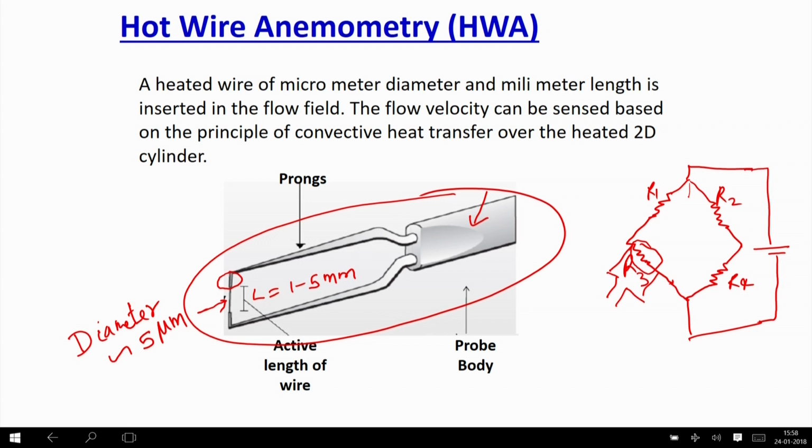This wire is being exposed to the flow field, or inserted in the flow field. Now, what will happen? The velocity of the flow field can be sensed by convective heat transfer measurement. Because the wire is there, some temperature will be given because of the particular current or voltage applied. The wire will be maintained at a certain temperature.